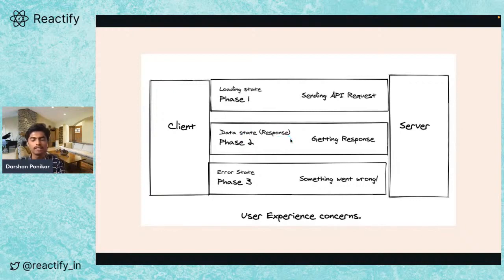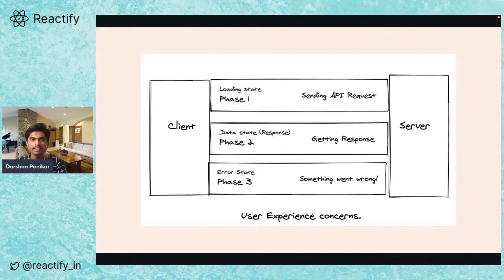from the server. And the third phase is the error phase, which we don't like, because something has really gone wrong. Either your client is offline, or maybe your server has crashed, or anything can happen.